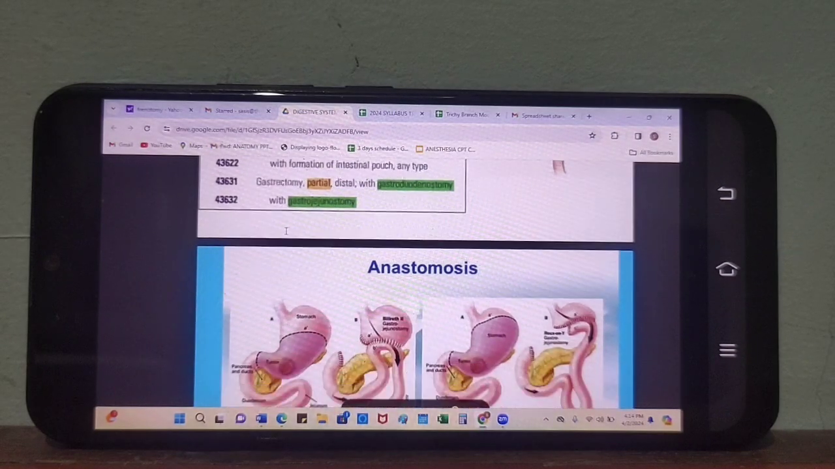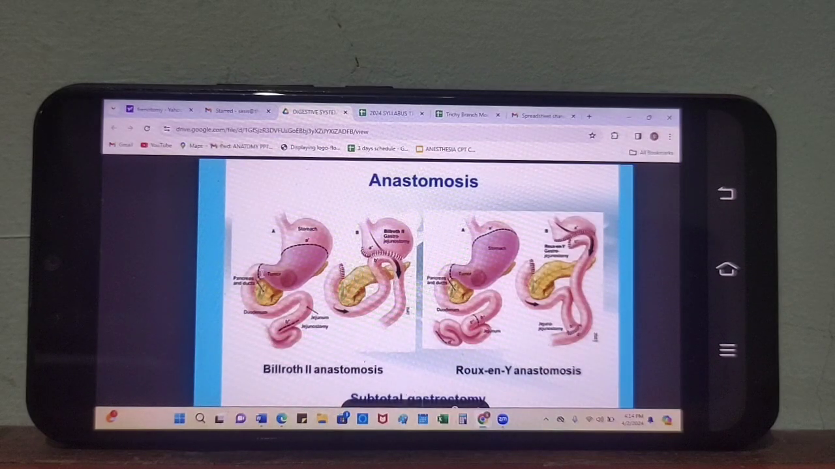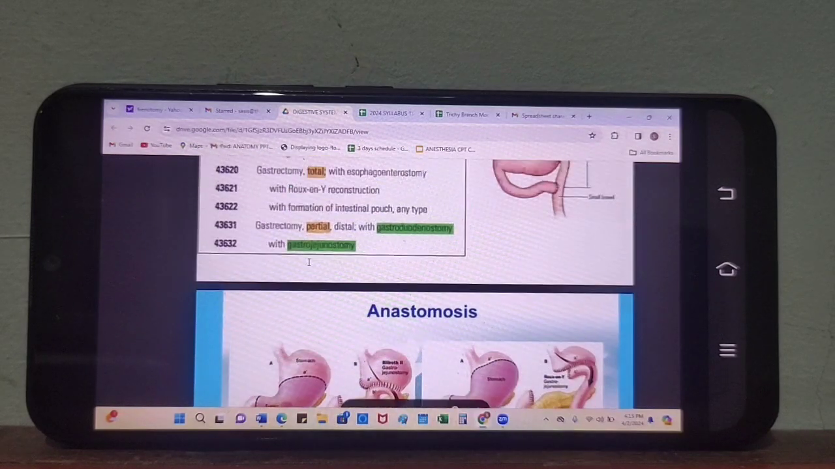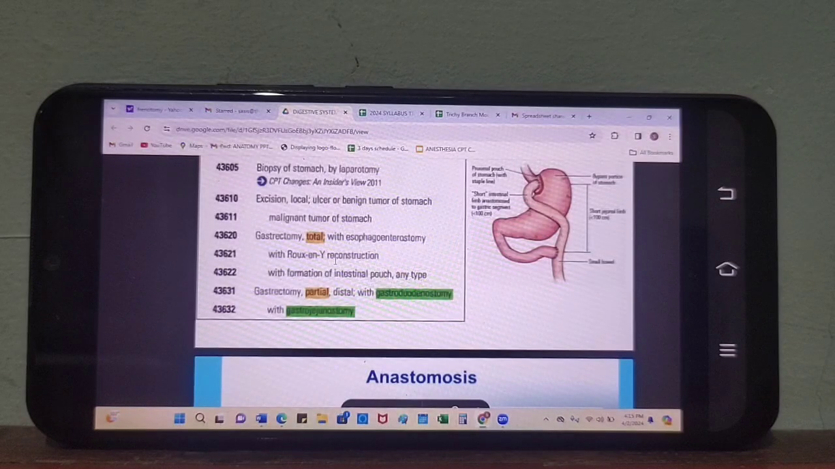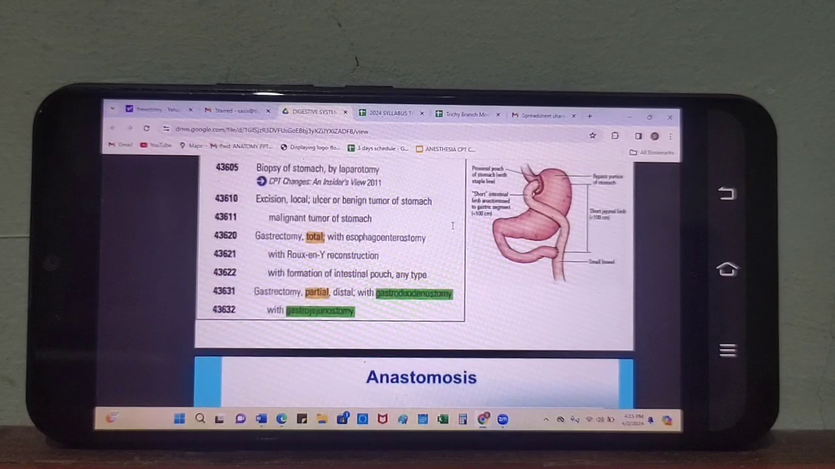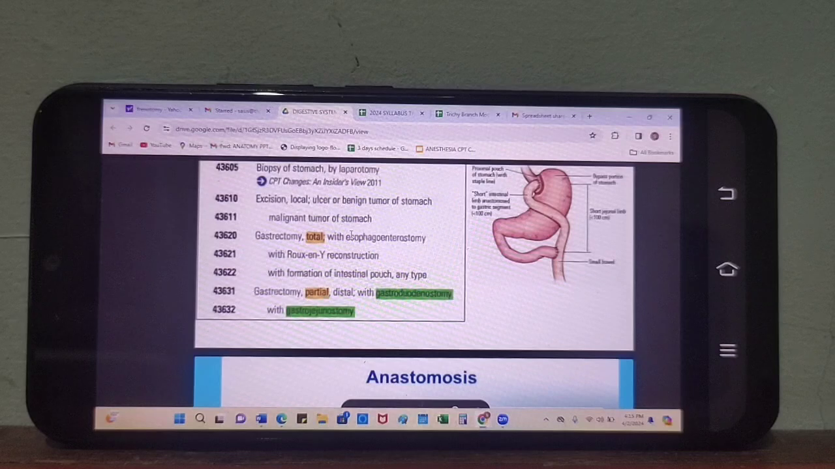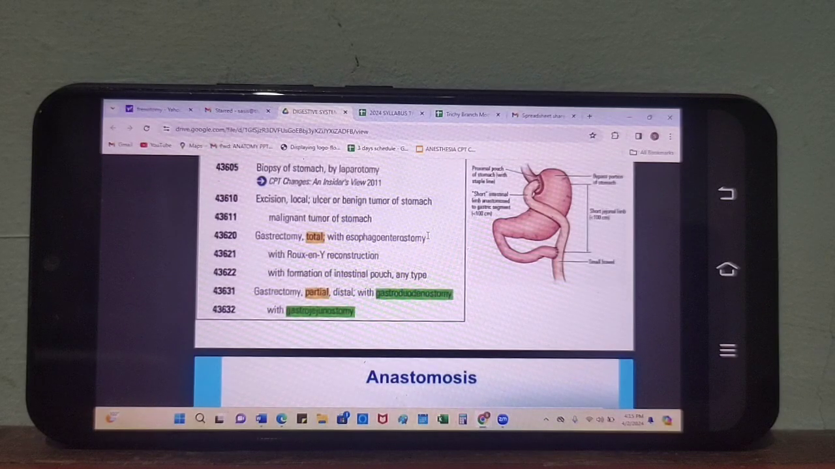For partial, the doctor just removes 50 or 60% of the stomach only. That is partial. For Roux-en-Y reconstruction, 43621. Esophagoenterostomy means completely removing the stomach and the small intestine is directly connected with the esophagus. That is esophagoenterostomy. So doctors completely remove the stomach.